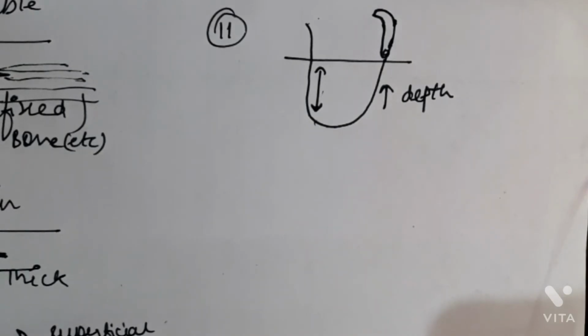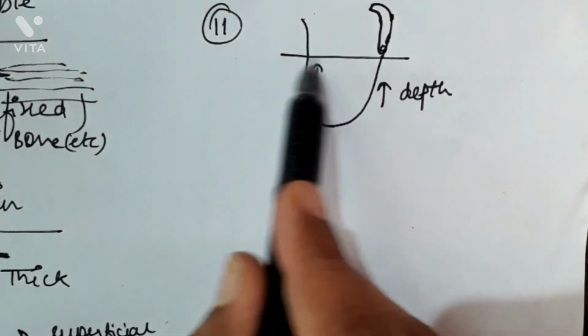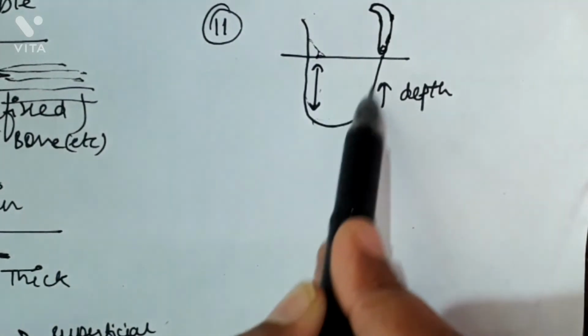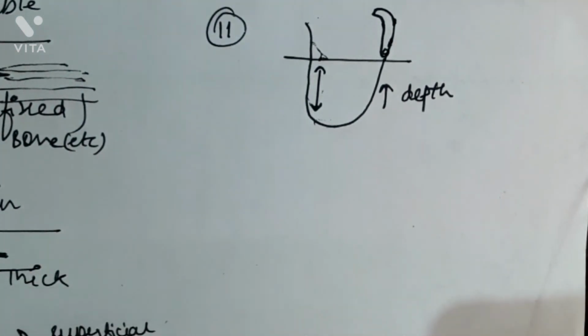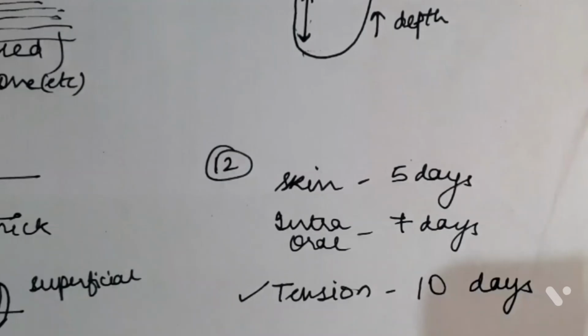The 11th principle states that the sutures should be placed at a greater depth than the distance from the incision so as to evert the wound margins. Now, from the level of incision, the sutures should be placed at a greater depth so that it covers the more part of the deeper layer of the skin.